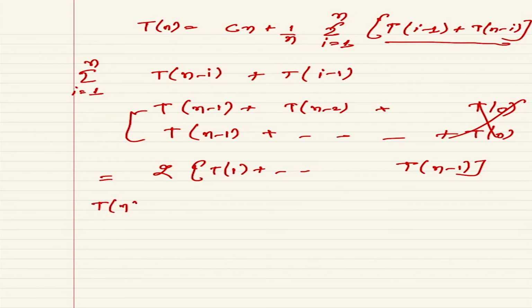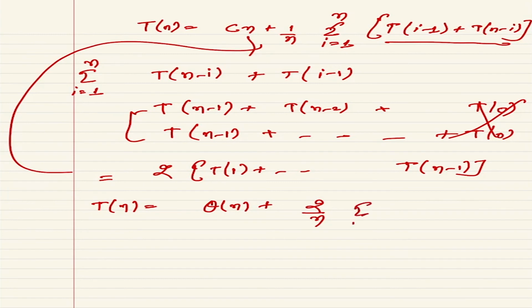So my Tn now is theta n plus 2 by n, I am putting this back here, sigma i equal to 1 to n minus 1 of T of i. Now still this is not in a form that you can solve easily. Tn is in terms of n minus 1 different Ti. So in situations like that, what generally comes in handy is a method where you can guess the solution and prove that it is correct. This method is called guessing the solution.